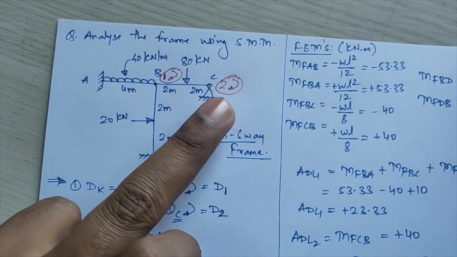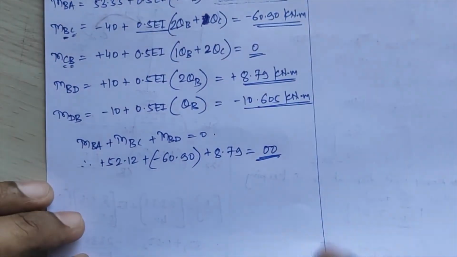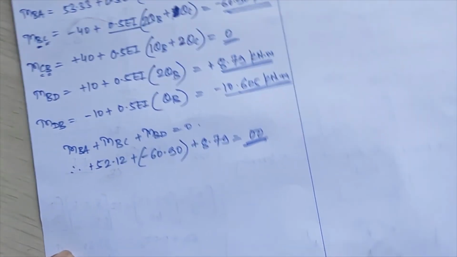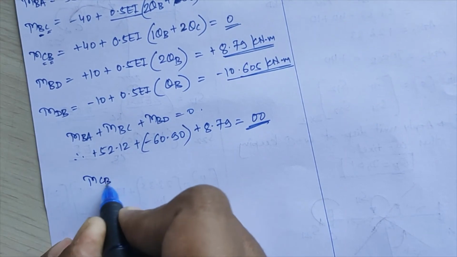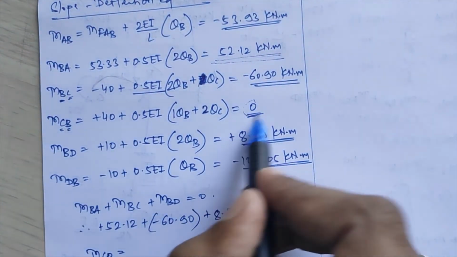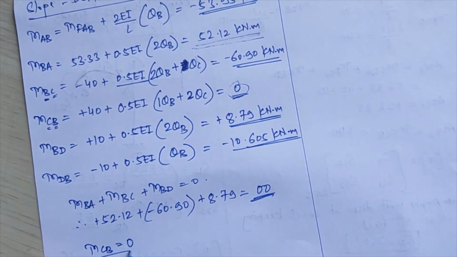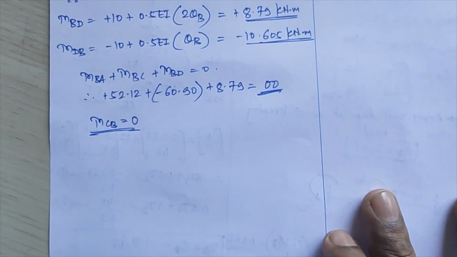So your first condition is getting satisfied. The second condition of equilibrium will be at your second point, that is at C, that will be MCB shall come equal to 0. Already we are getting that equal to 0 here. So both of our conditions are getting satisfied properly.